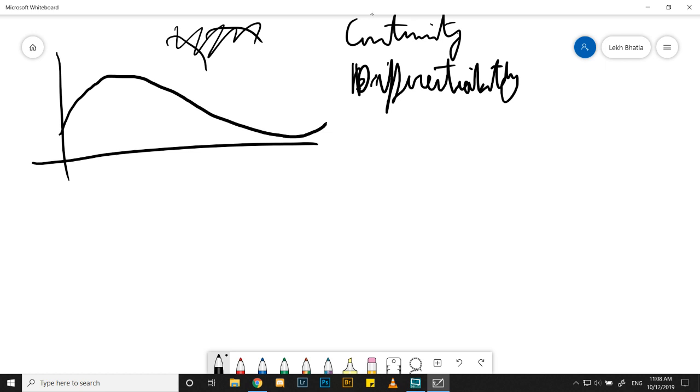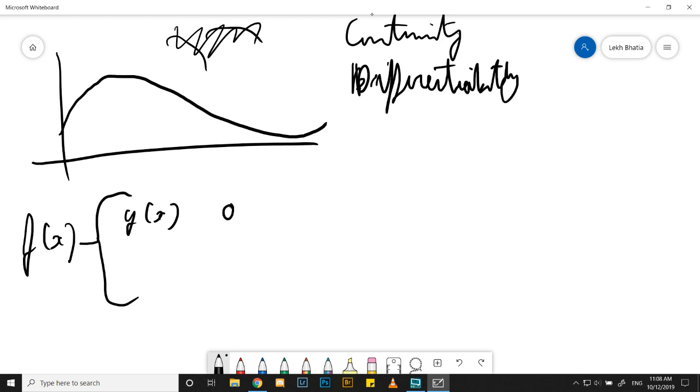And usually what they'll do is they'll give you a piecewise defined function. So f of x is defined by g of x for x less than a, and then for x greater than or equal to a, it's like h of x, say. That's what your piecewise defined function would say.